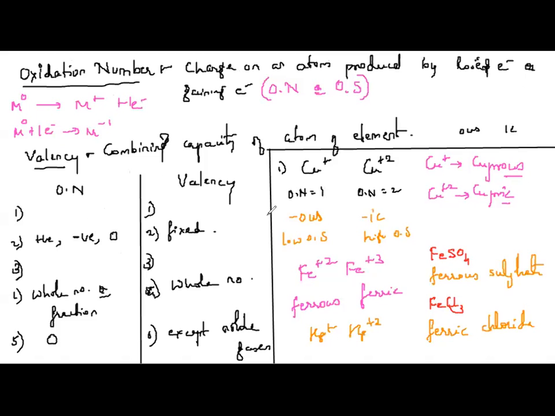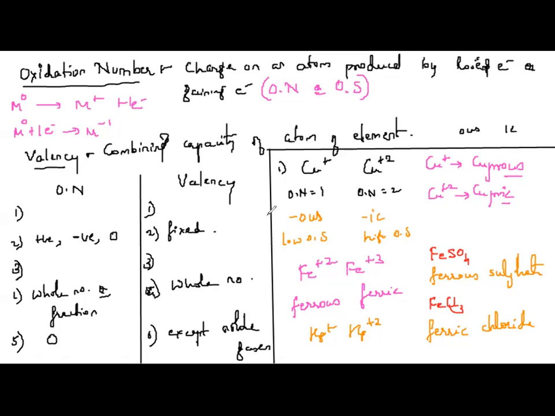So oxidation number is what? It is the charge on the atom produced by losing or gaining electrons. That is oxidation number. You can call it oxidation state also. And what is valency? Combining capacity. And we know the differences between oxidation number and valency. Rules of oxidation number for determining the oxidation number. First is that how to name it.